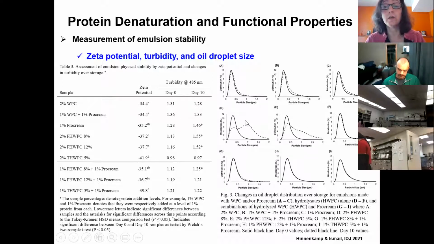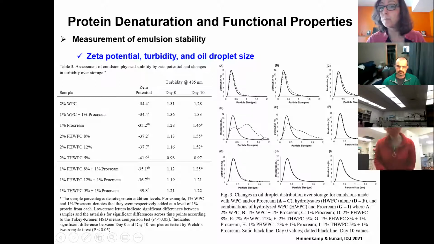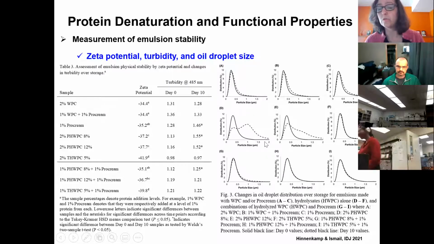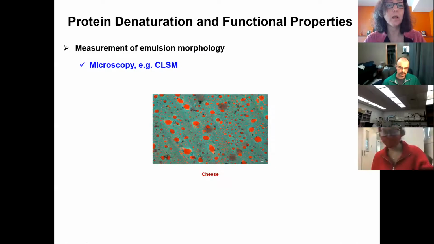And this figure here shows the distribution of size of the droplets. The solid line is for time 0, and the dotted line is for day 10, after 10 days. Some treatments are very stable. You don't see change in size over 10 days of storage. Other proteins, you can see that there's an increase in droplet size or the distribution of the droplet size after 10 days. So this is another way of looking at emulsion stability.